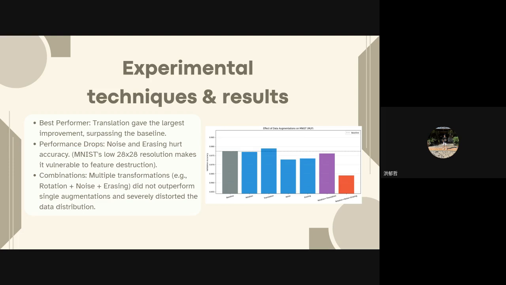And finally, combinations like rotation plus noise plus erasing resulted in the lowest accuracy. This proves that excessive transformations severely distort the original data distribution, pushing it beyond the model's learning capacity. Okay, and the next page.